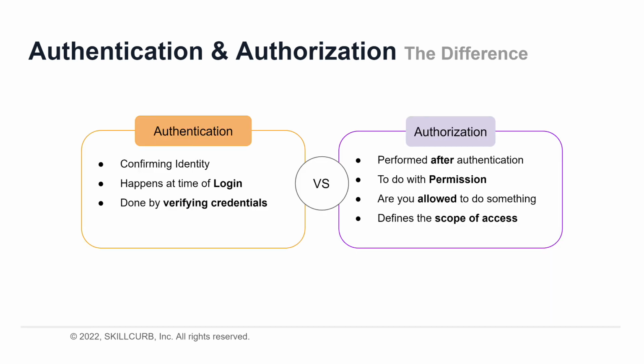Authentication and authorization can be summed up like so. Authentication is simply the process of confirming that you are who you say you are, and authorization is what comes after authentication and defines exactly what you are and aren't allowed to do.